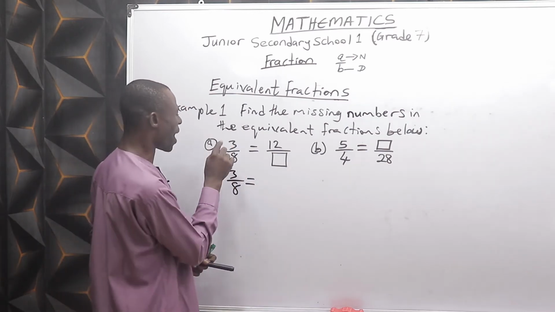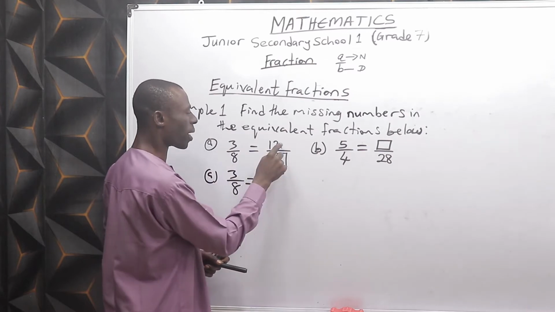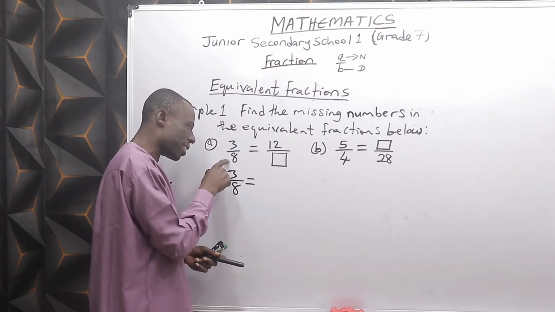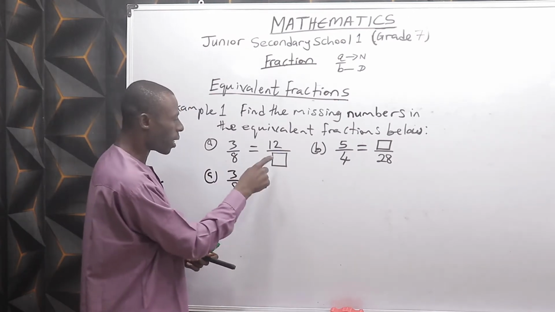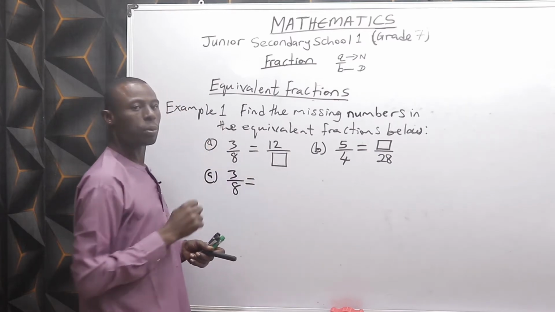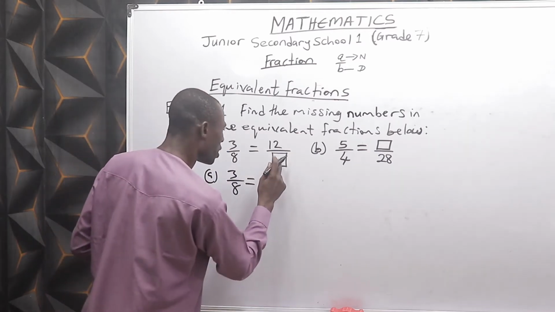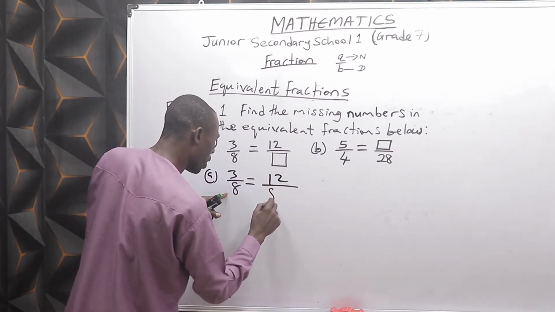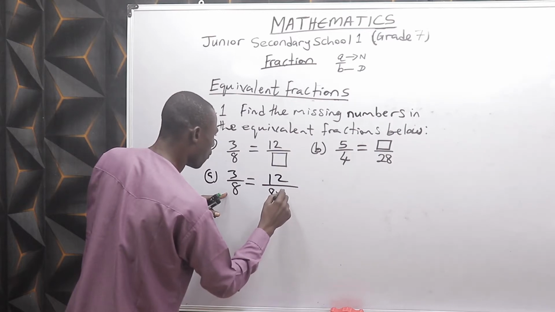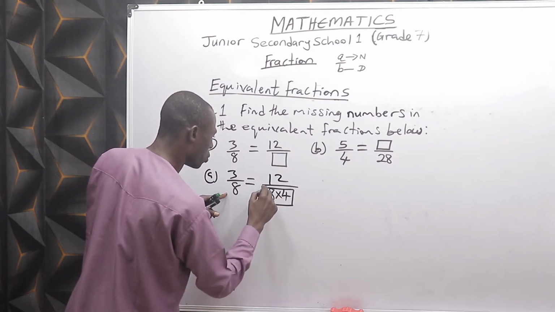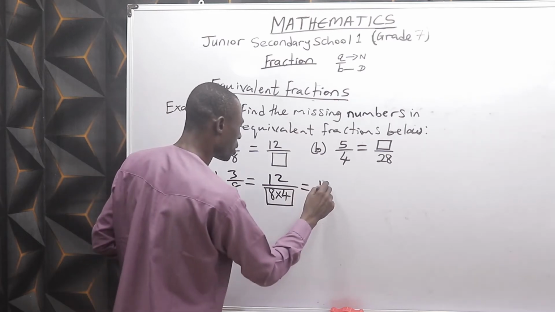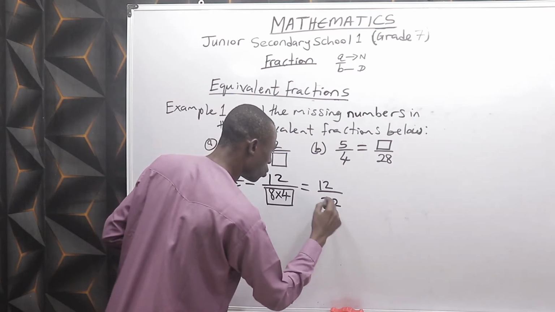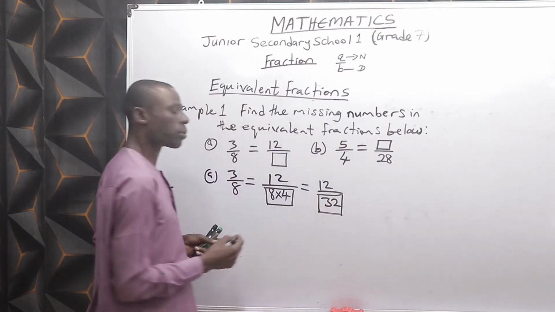So if 4 multiplies 3 here, to make it become 12 here, definitely that same 4 will multiply 8 to make it become whatever should be here. That means in this box, let's rewrite it, 12 over, in this box we have 8 times 4. That is what should go into the box, which finally will be 12 over 8 times 4, that is 32. So that is the value in the box.